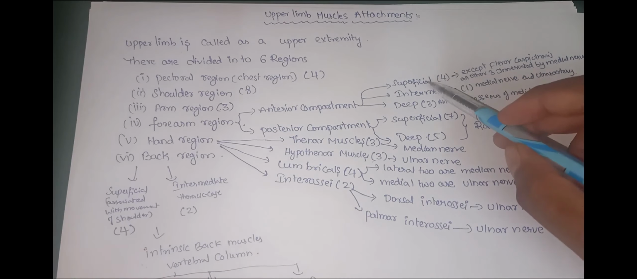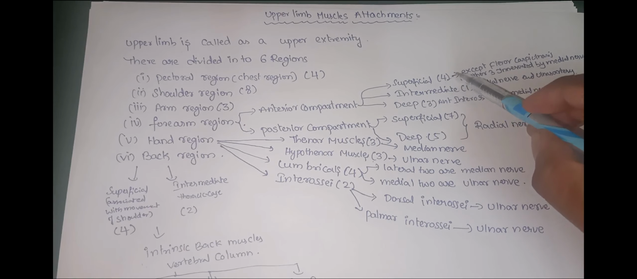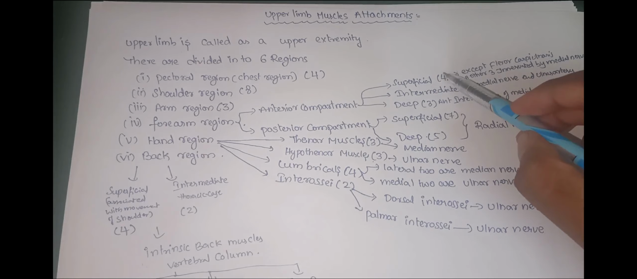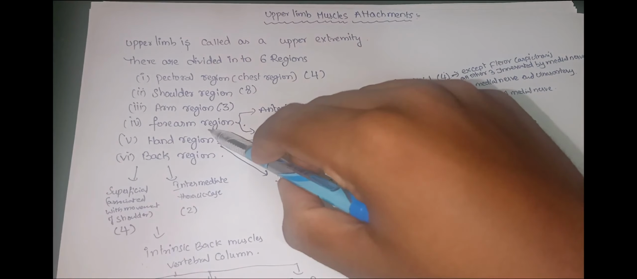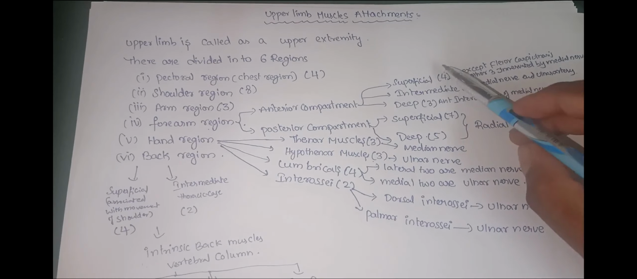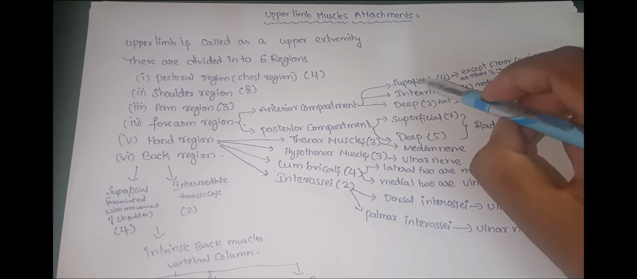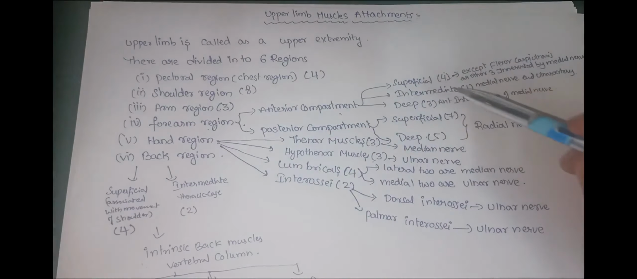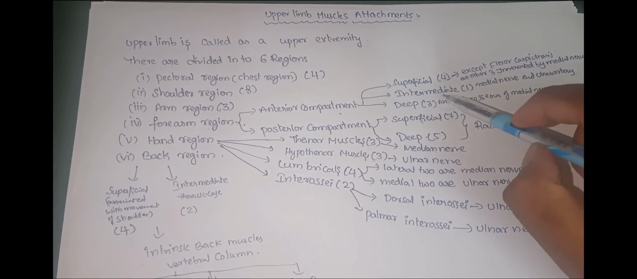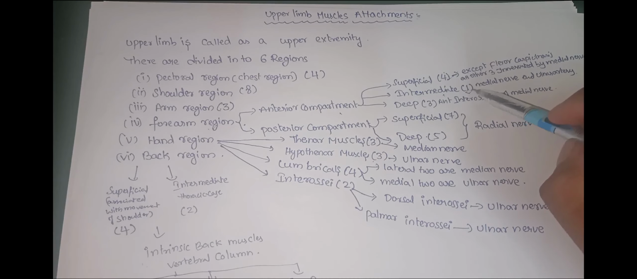So what is the superficial group? How many muscles are present in the superficial group? There are 4 muscles present in the superficial group of the anterior compartment of the forearm region. Next, the intermediate group. How many muscles does the intermediate group consist of? Only 1 muscle is present in the intermediate group.